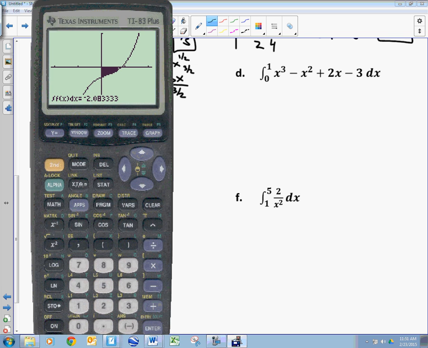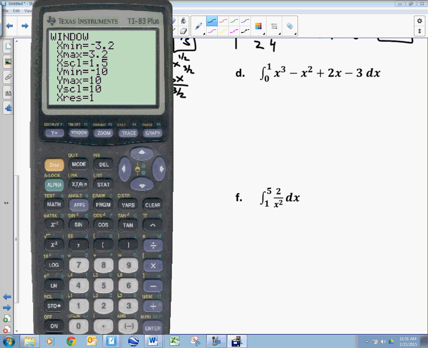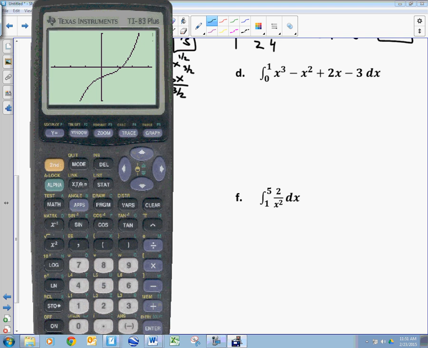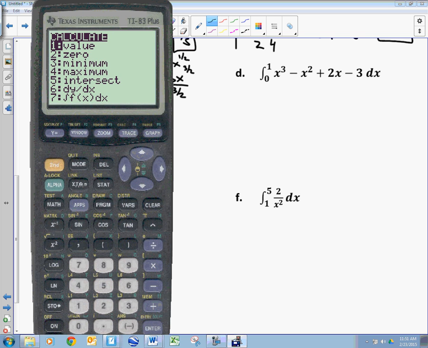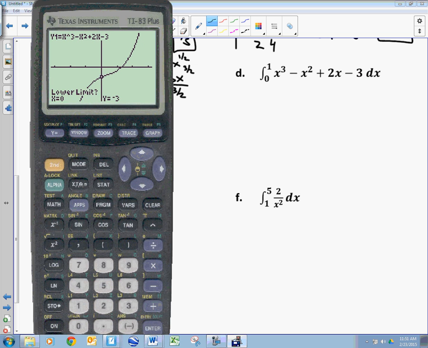Yeah, you can see it's actually all underneath, isn't it? So now that I put it there correctly, I didn't have my window corrected. But so you can see that there's nothing that's above. Everything's below. So is this area going to be positive or negative? It's going to be negative.